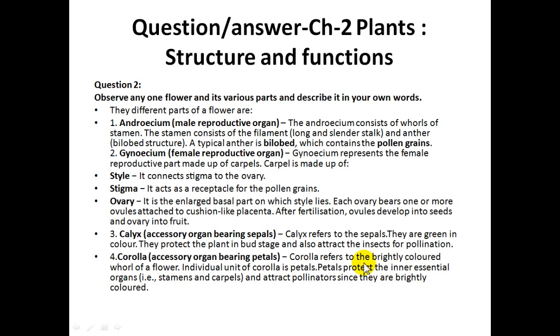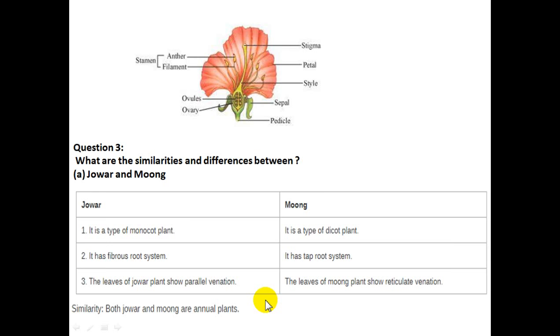Corolla refers to the brightly colored whorl of a flower. Individual unit of corolla is known as petals. Petals protect the inner essential organs and attract pollinators since they are brightly colored. You can see here the picture.